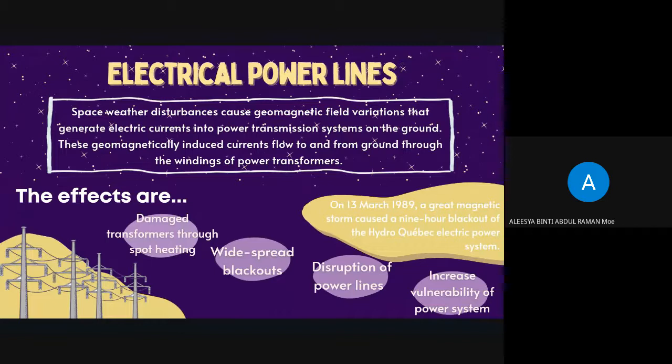Did you know that a great magnetic storm happened on 13 March 1989, causing a 9-hour blackout of the Hydro-Quebec electric power system?